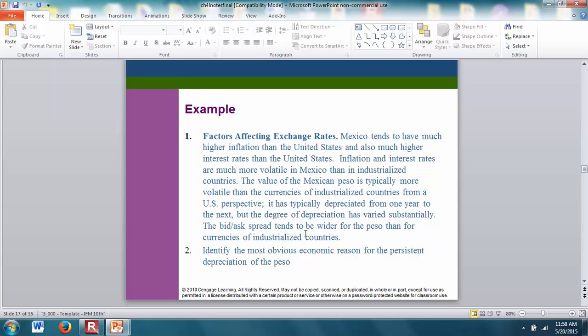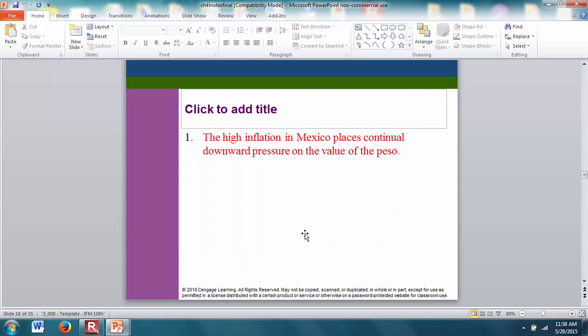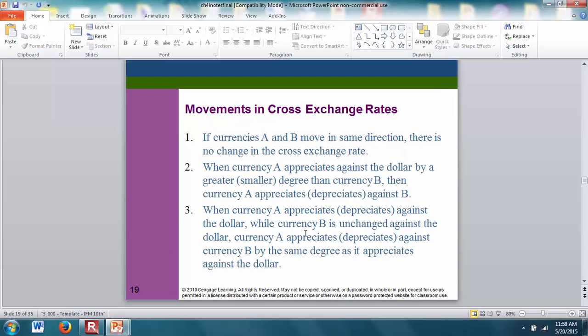So what we talked about was inflation is one factor, interest rates is another factor, and both of them are here. And perhaps the reason why the Mexican peso is so volatile is because of the higher inflation. So the higher inflation in Mexico relative to the US will bring down the value of the peso relative to the US dollar. Okay?